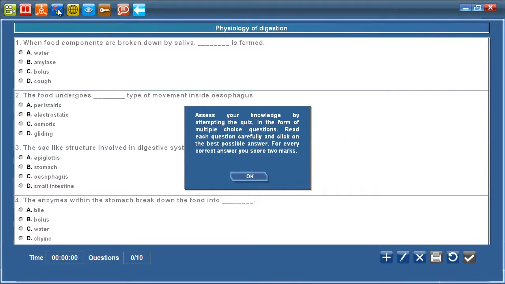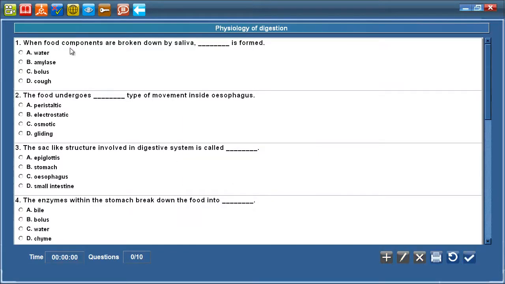every topic comes with a set of questions which helps the student in evaluating his understanding of the topic. So let me attempt this quiz. I select option C. Food undergoes peristaltic. Cyclic structure involved in digestive system is this. Suppose I attempt only 3 questions, and after that I submit my question paper.